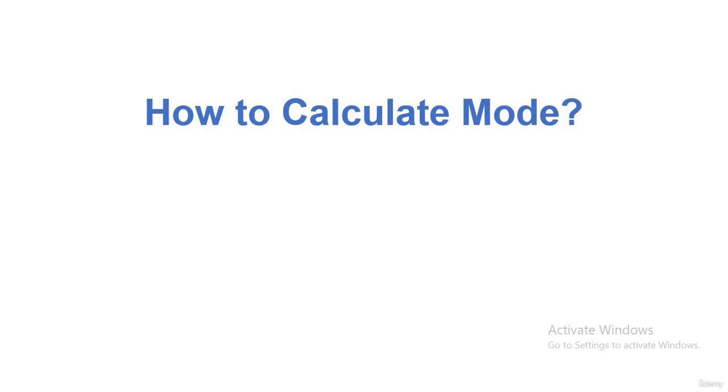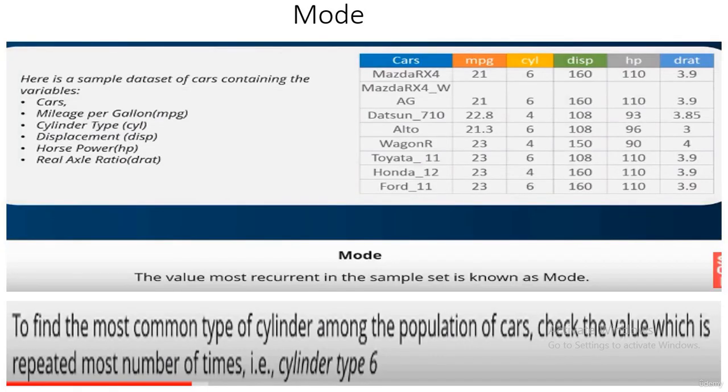Okay, how to calculate mode? Mode is the most recurrent value in the sample set. For example, let's take this cylinder. Here, the most repeated number is called the mode. In this case, it is 6. That means to find the most common type of cylinder among the population of cars, check the value which is repeated the most number of times. In this case, it is cylinder type 6.